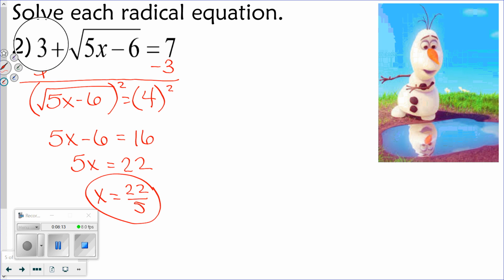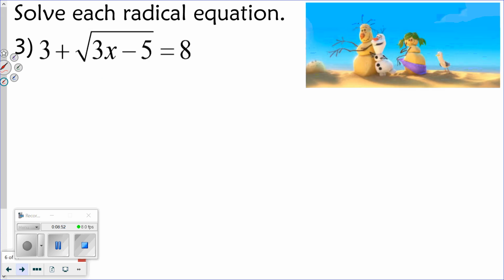So again, to check, come back to the original problem. So in your calculator, you would type in 3 plus, then do your radical. And in place of the x, you would put in 22 over 5. And see, when you do all of that and hit equals, do you actually get 7? I don't know, so try it. Any questions on checking or anything like that so far? Make sure we can check the easier ones so when we get to the harder ones later, it'll be better for you. Okay. Number 3 on your own.